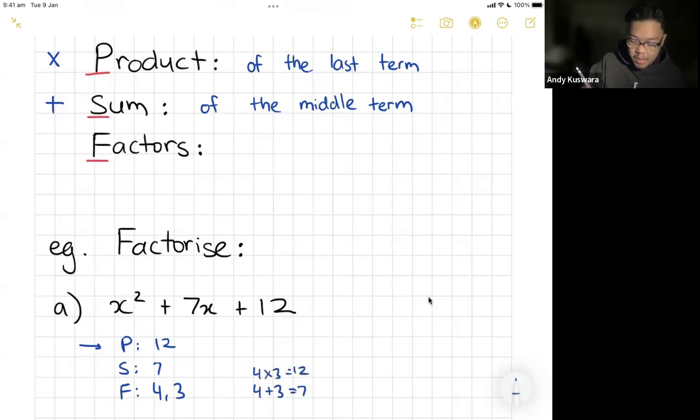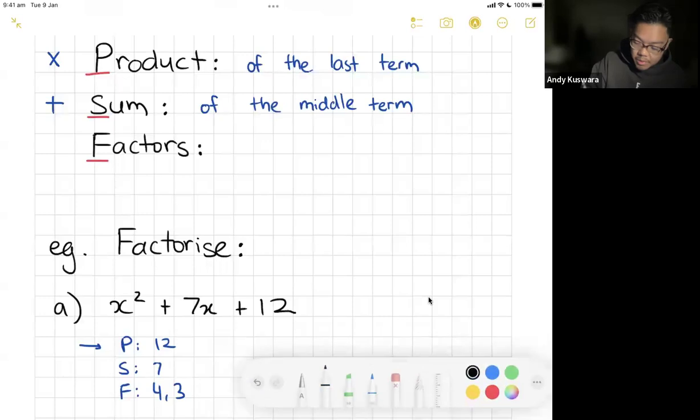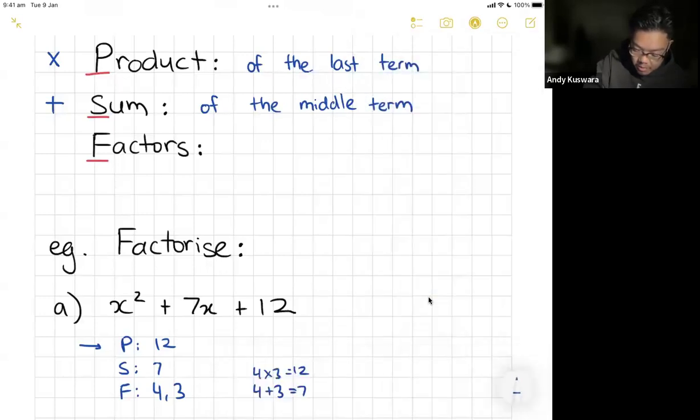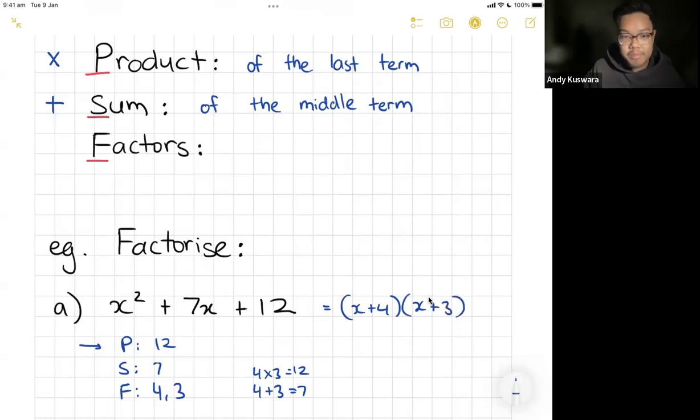Which is our product and our sum. And once you have those two numbers, it is as straightforward as putting them into brackets. It's going to be x plus 4 in one bracket, and then x plus 3 in the other bracket. Now, if you are unsure that this works, go expand it out and double check that once you expand it, you do end up with this here. Okay, so that's your PSF method.